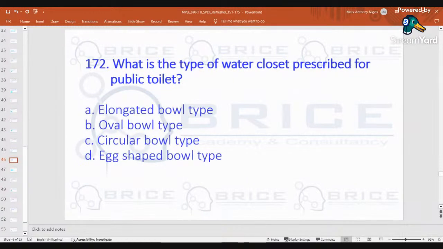172. What is the type of water closet prescribed for public toilet? A. Elongated bowl type. B. Oval bowl type. C. Circular bowl type. D. Egg-shaped bowl type. The answer is A. Elongated bowl type.